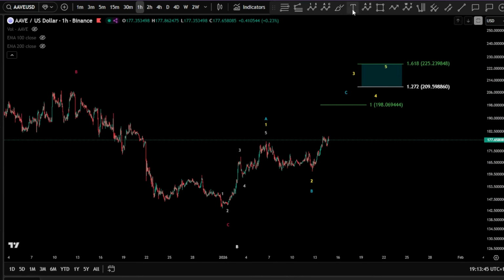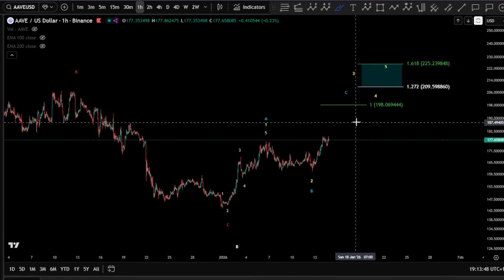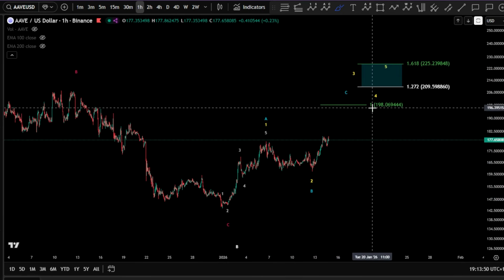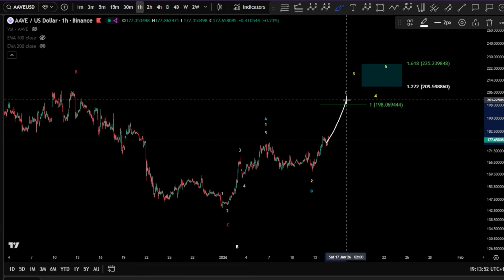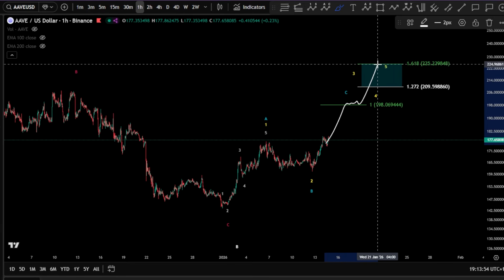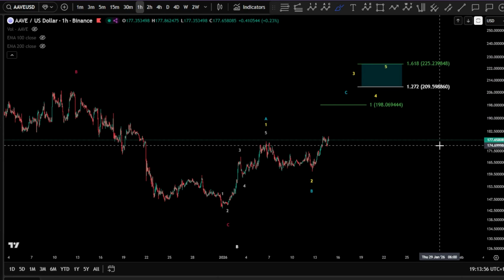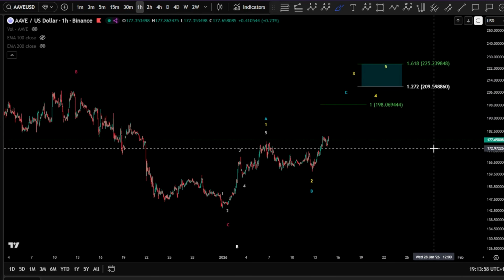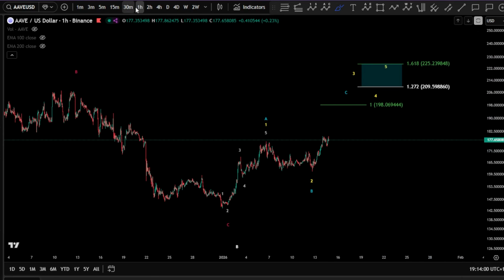So first I would like to check what's gonna happen in this area, $198. We'll see the reaction. If we break it, then definitely we're looking for the $225, 1.618 for AAVE. Yep, so these are the updates for Litecoin, Bittensor, and AAVE.